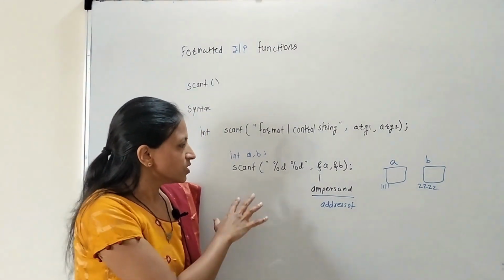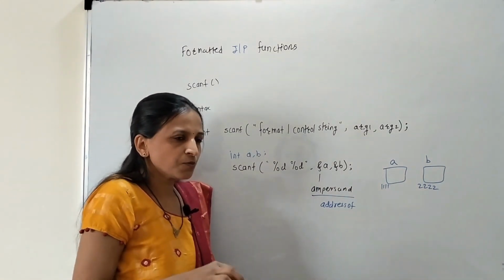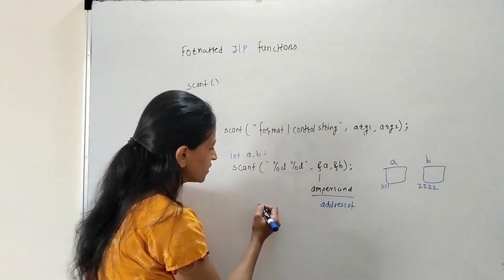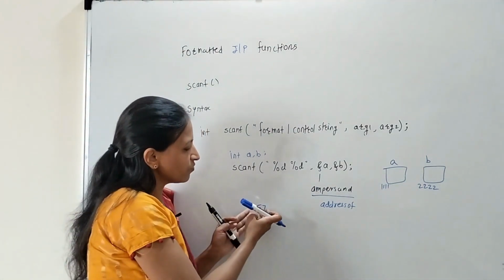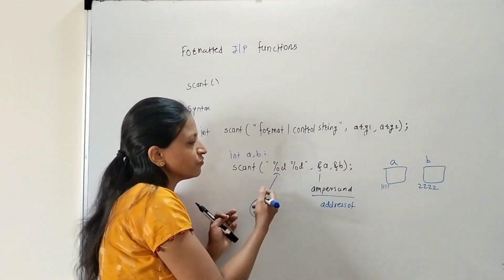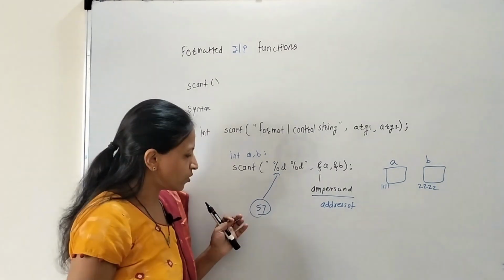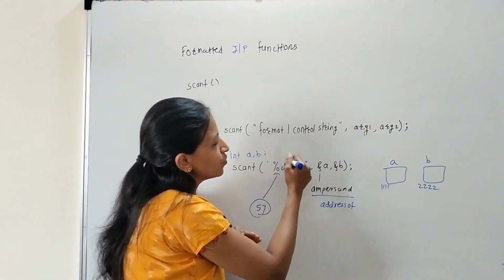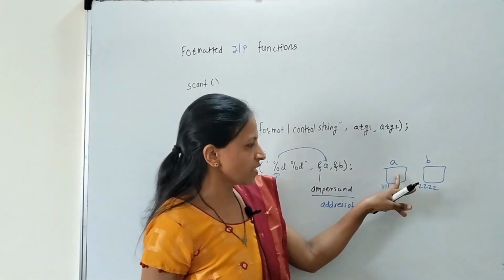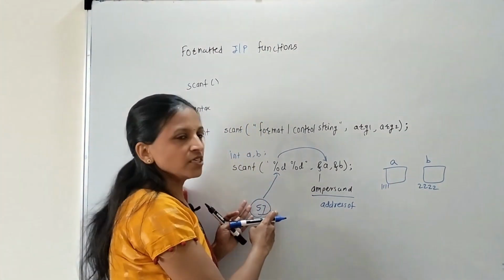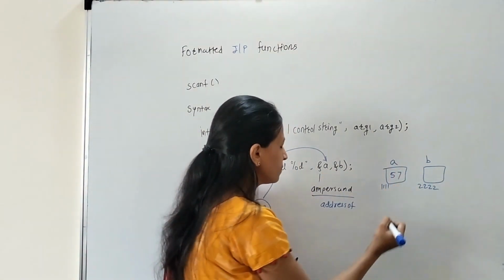Now how will it work? First, whenever this statement gets executed, suppose the user is entering something like this, 57. Then that value, that is one integer, will get fetched. This percentage d indicates that the user is going to enter one integer value, then that will get fetched and stored at this place, the address of a. Whatever value is entered by the user through the keyboard will get stored at this place, that means here 57.